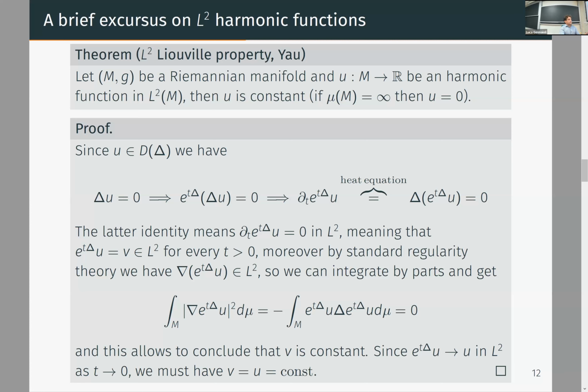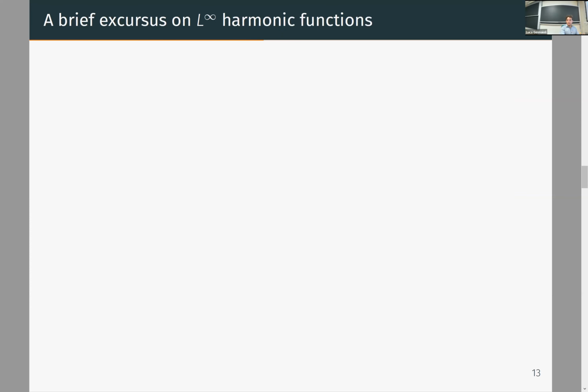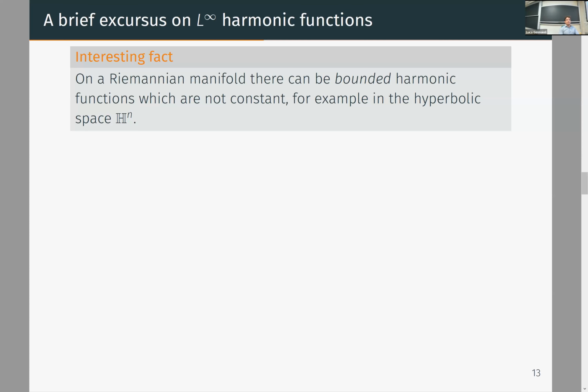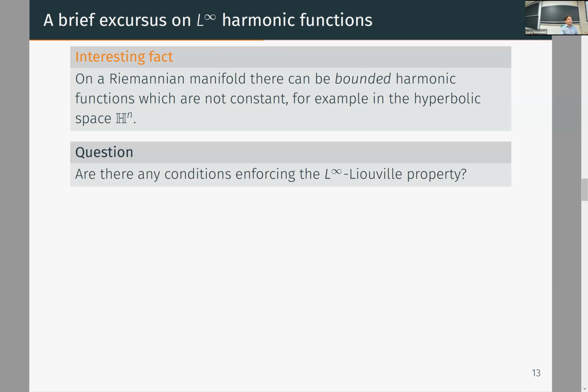Now, the L2 setting somehow is well studied, well known. Much more complicated is the L infinity setting. So there are manifolds indeed where there are L infinity functions, or bounded functions, which are harmonic but non-constant. For example, the hyperbolic space. And the construction is quite complicated, so I won't speak about that. But the question is, is there any geometric or interesting property that enforces this L infinity Liouville property? L infinity Liouville means you are bounded and you are constant.